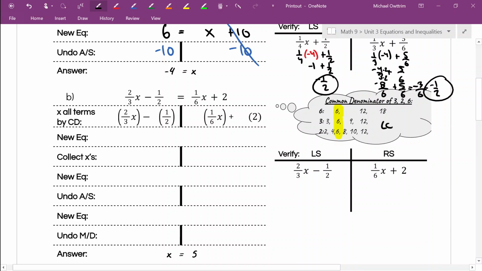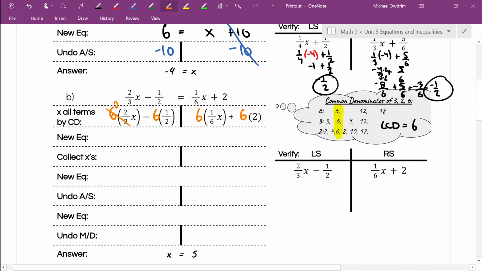So we're going to say that our lowest common denominator is 6. That means we need to go through and multiply each term of this equation by 6. So we'll multiply this first term by 6, our next term by 6, this term by 6, and this term by 6. So let's do those multiplications.